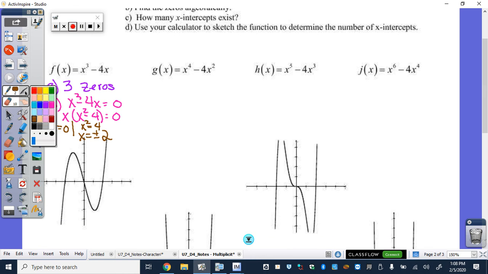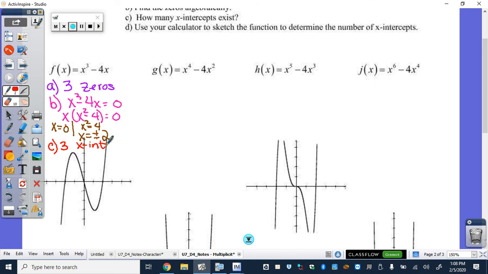So then part C, they want us to determine how many x-intercepts we have. Now, however many different numbers you've got as your zeros, that's how many x-intercepts you're going to have. So we got a 0, a 2, and a negative 2. So we have 3 x-intercepts there because we got 3 different numbers.